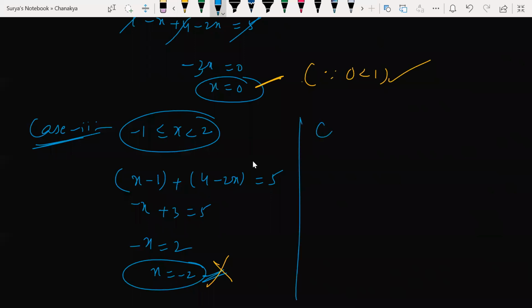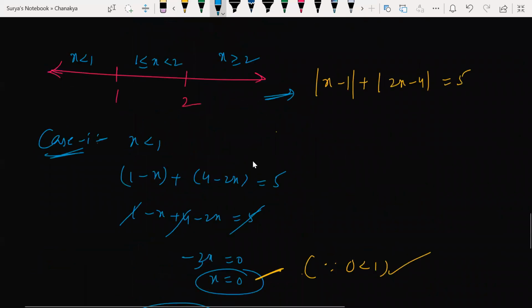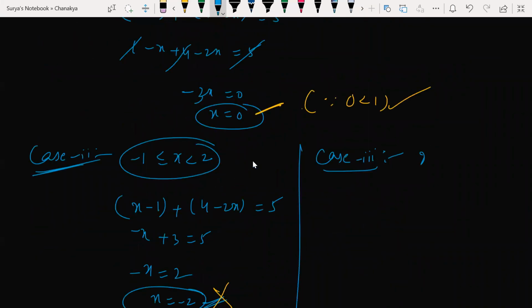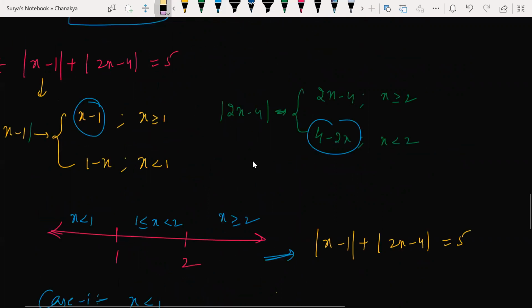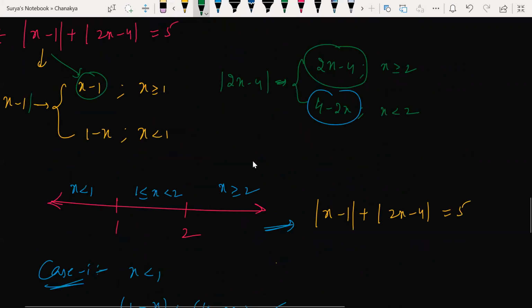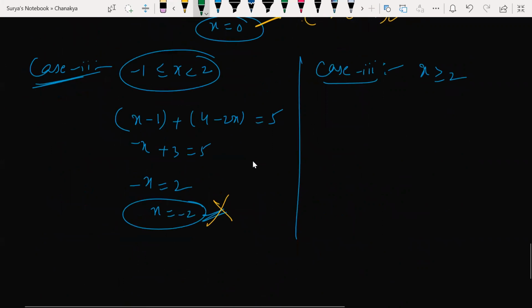Cool. Next, case 3. What is case 3? X greater than or equal to 2. X greater than or equal to 2 is nothing but how the function is going to be defined. This function is going to be defined like this for x greater than or equal to 2. This is the function for the next one.